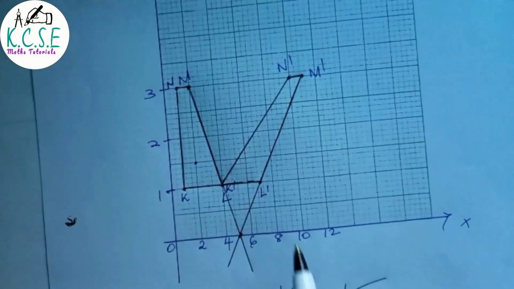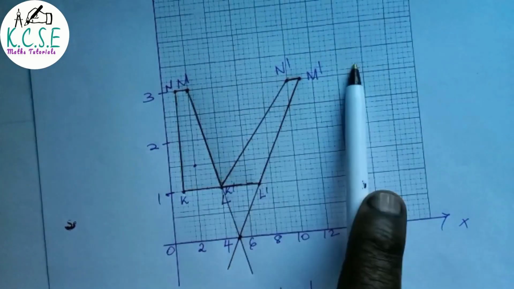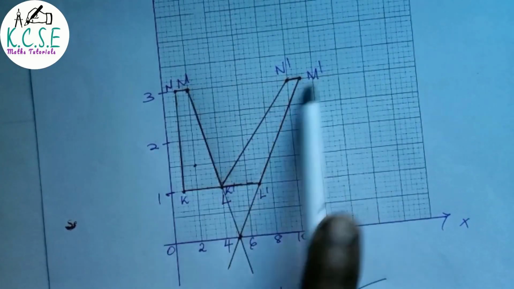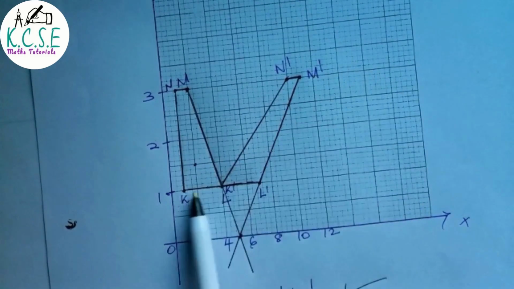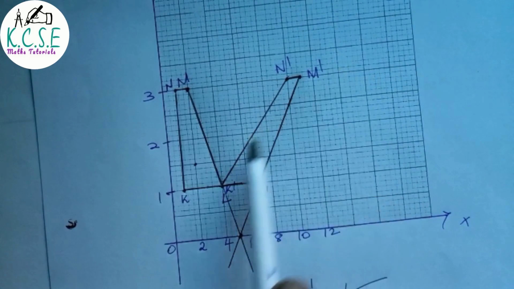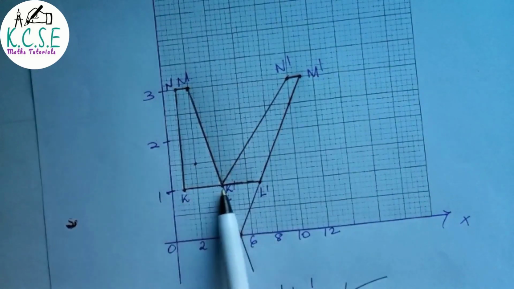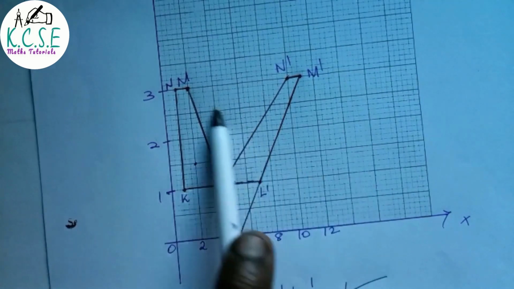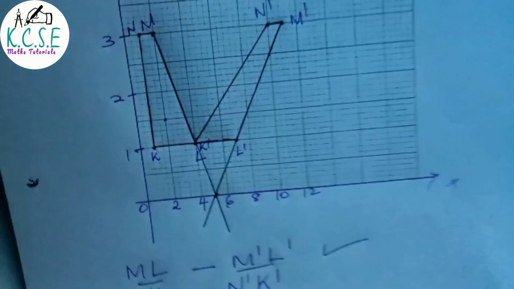Then you can see that this is a shear that is parallel to the x-axis. Look at the shear. It is moving in this direction, this point, M prime. Look at K. The points are moving in this direction. So it's a shear parallel to the x-axis, N prime, K prime. So you can see the points are moving parallel to the x-axis. Then the next thing is the shear factor.